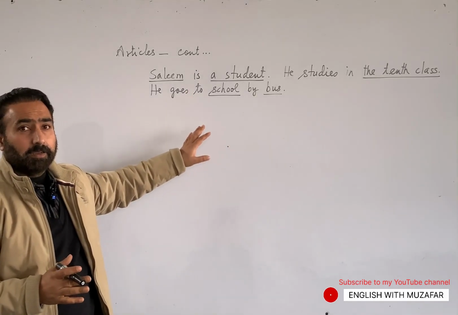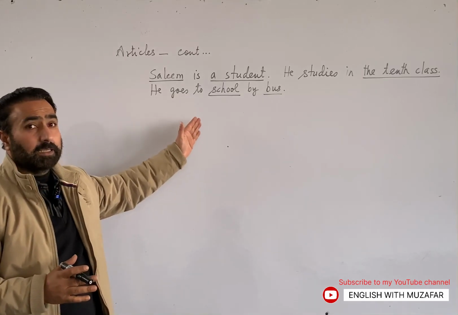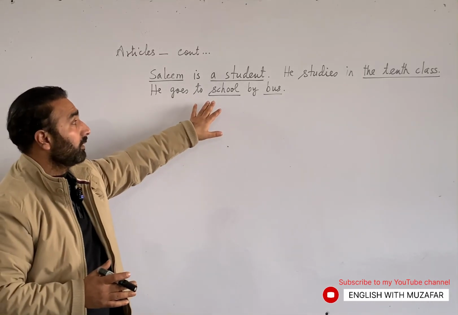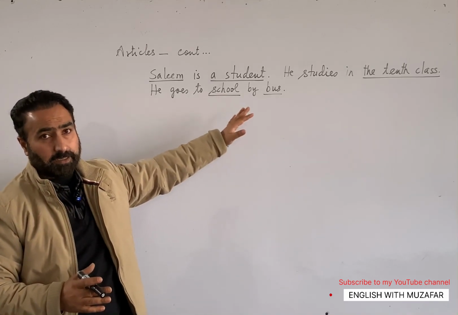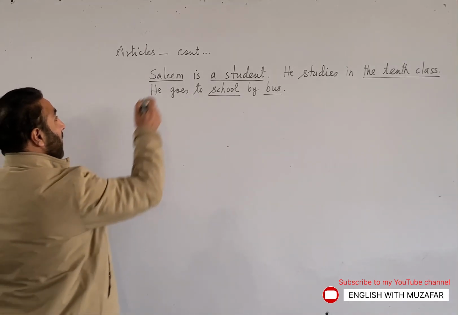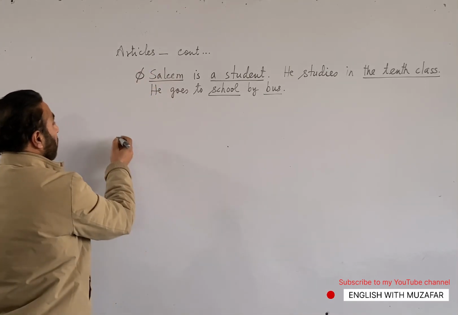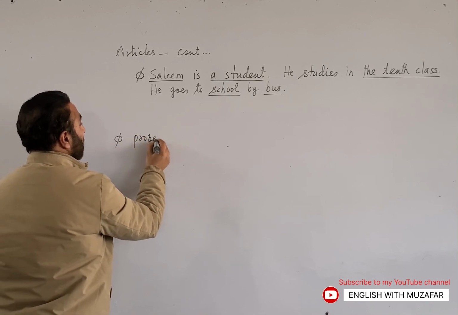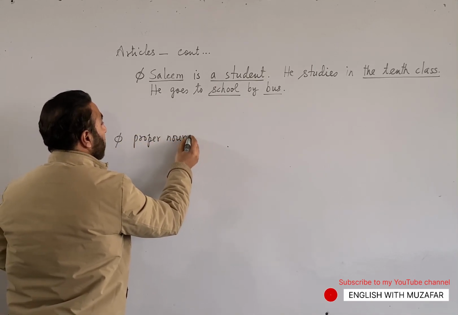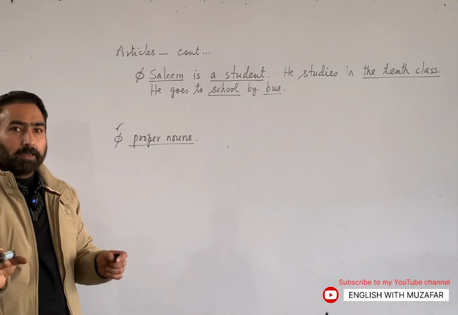Non-definite and definite, and then you will see that article is not present at a couple of places. Hence we say that zero article is used. Why I haven't used any article with Salim? Because we know that we don't use any article with proper nouns. We don't use articles with proper nouns. You know that we use articles with common nouns.